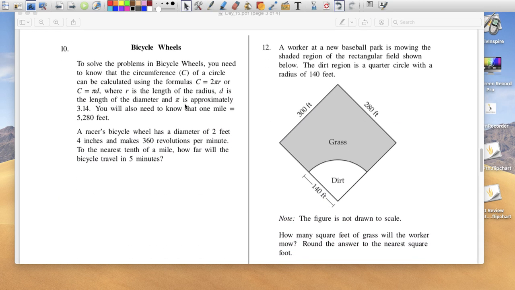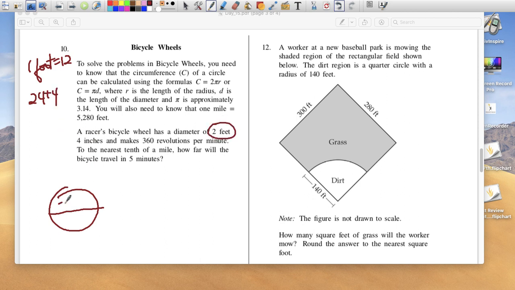To solve the problem, why do you need to know the circumference? You need that 1 mile is 5,280 feet. So here is a bicycle wheel. It has a diameter of 2 feet, 6 inches. So I'm just going to write everything in inches. 1 foot is 12 inches, so 2 feet is 24 inches. The diameter of this circle is 24 inches plus 4 inches, so 28 inches is the diameter of my bicycle wheel.